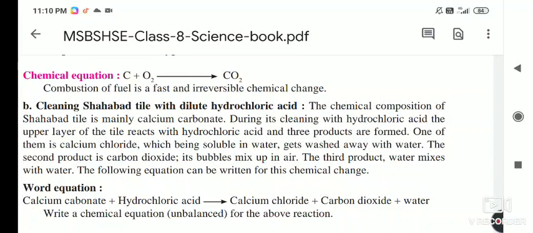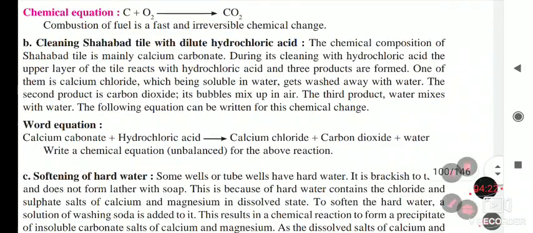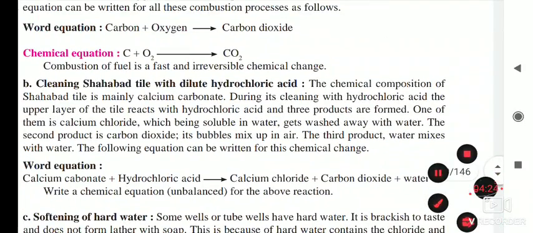Combustion of fuel is a fast and irreversible chemical change. When we take a burning stick near it, it starts burning. So it is very fast and irreversible, meaning there is no reversion; it is not a reversible process.